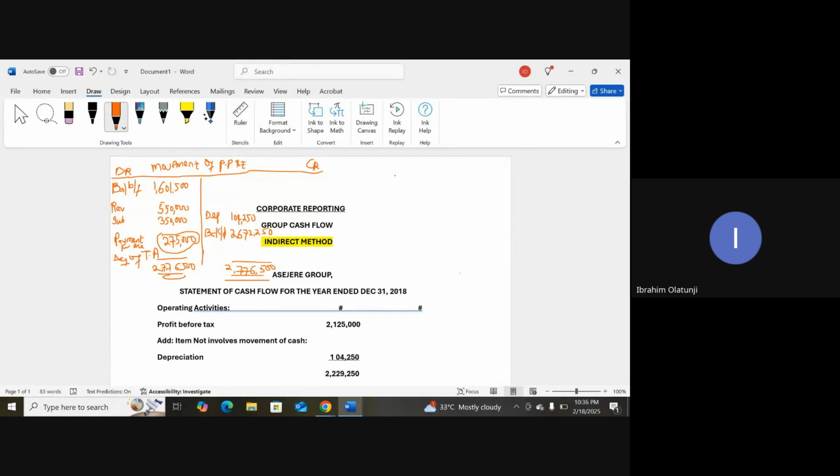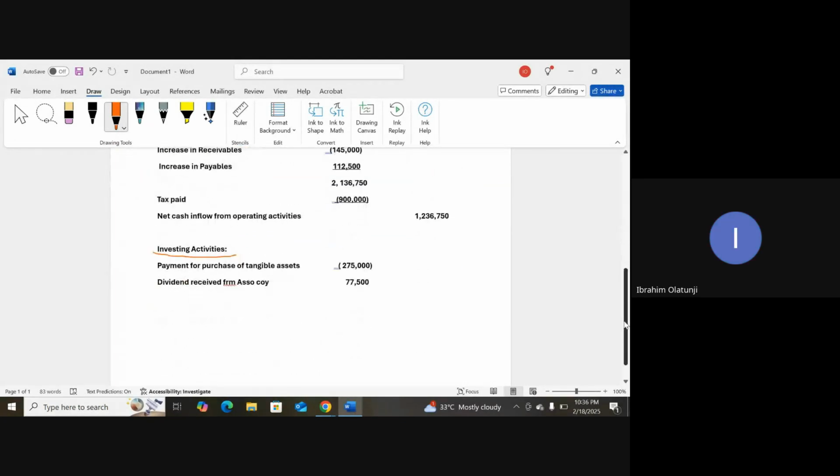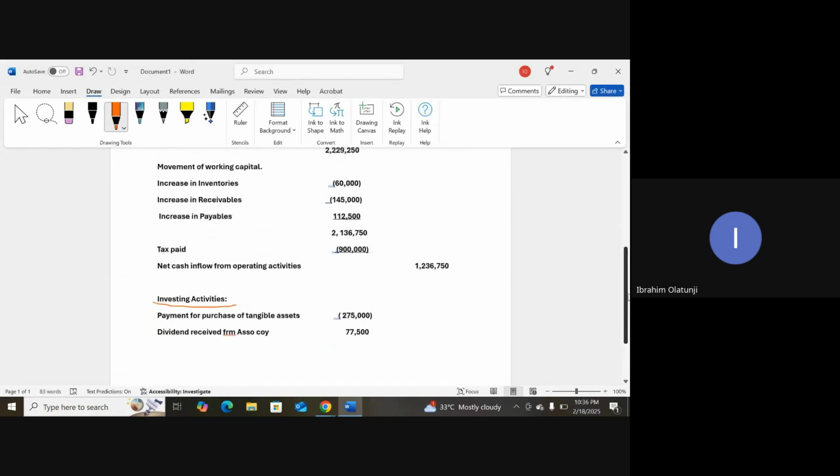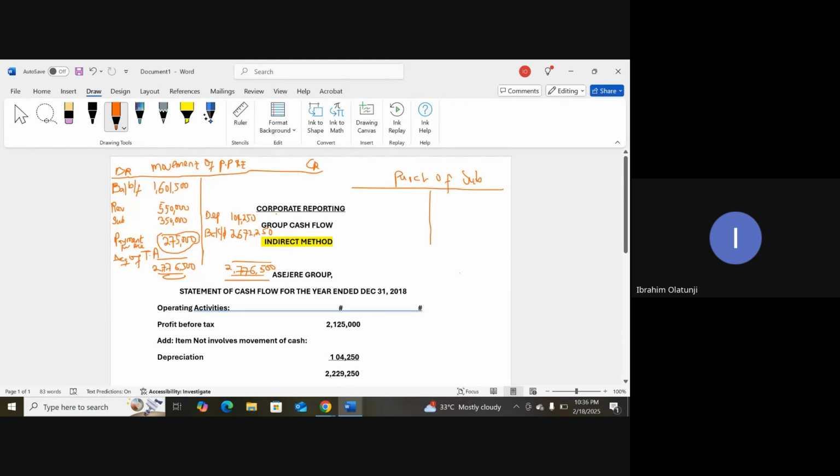You can draw your purchase of subsidiary. We can't see the down part of the board. Yeah, it's okay. I'm still typing. I want to do the work in here, then I will take it to that side. Purchase of what? Subsidiary.